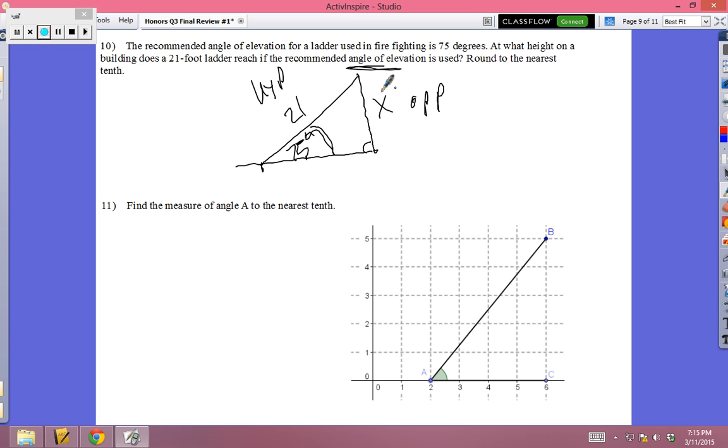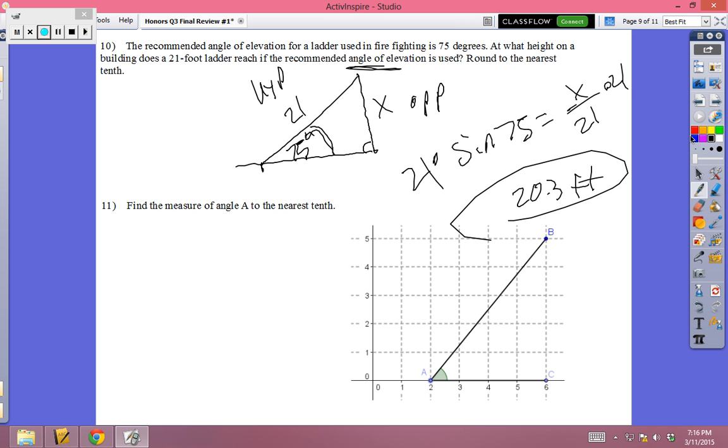So the trig I'm going to use to find x is sine, because that's the ratio that uses the opposite with the hypotenuse. So the sine of 75 is equal to x over 21. Now if I want to solve for x, I just undo the divide by 21, so times 21 on both sides. So 21 times the sine of 75 is going to be about 20.3. This ladder is going to reach about 20.3 feet up the building.